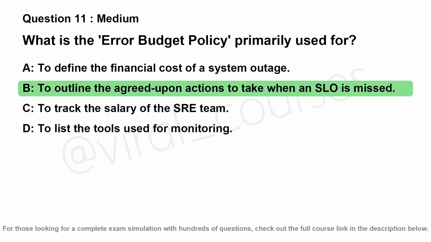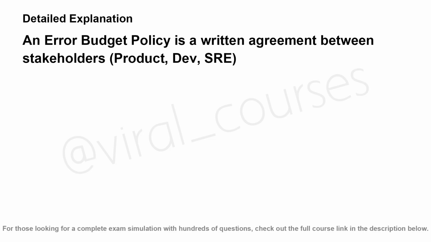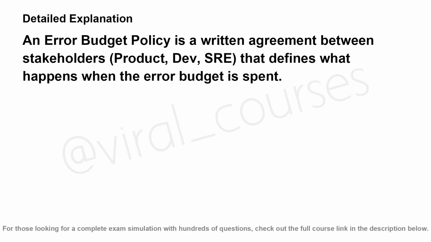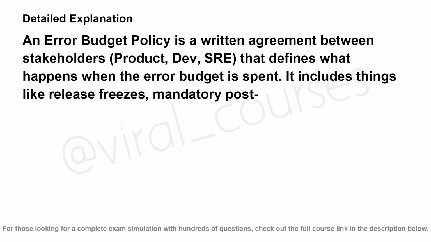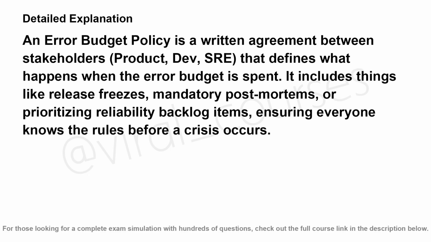The correct answer is B. An error budget policy is a written agreement between stakeholders, product, dev, SRE, that defines what happens when the error budget is spent. It includes things like release freezes, mandatory post-mortems, or prioritizing reliability backlog items, ensuring everyone knows the rules before a crisis occurs.